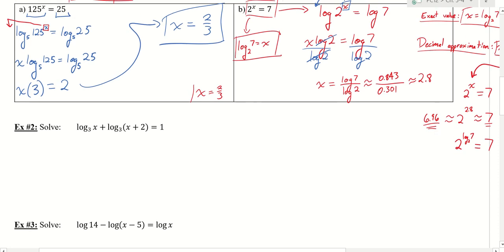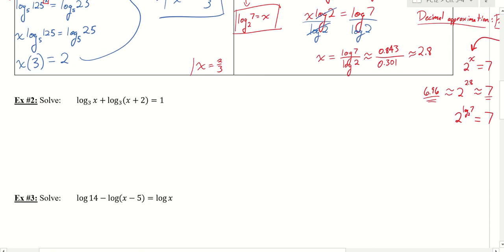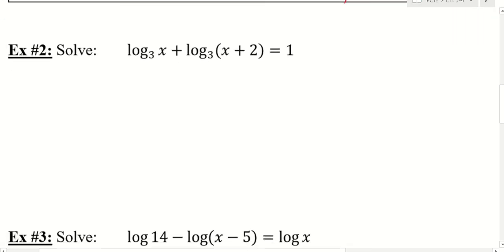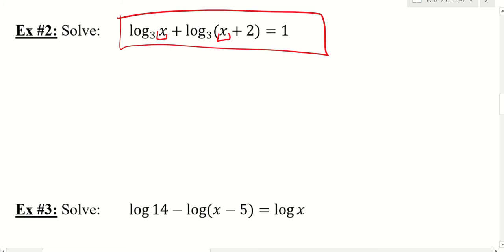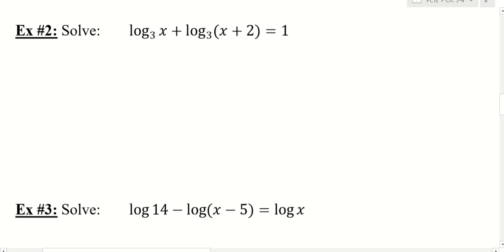All right, let's try to run through these next problems a little bit quicker. So example 2 right here, we need to solve for the value of x that makes this whole equation true. Okay, so how can we go about doing that? Well, let's play around a bit with the logarithm properties.